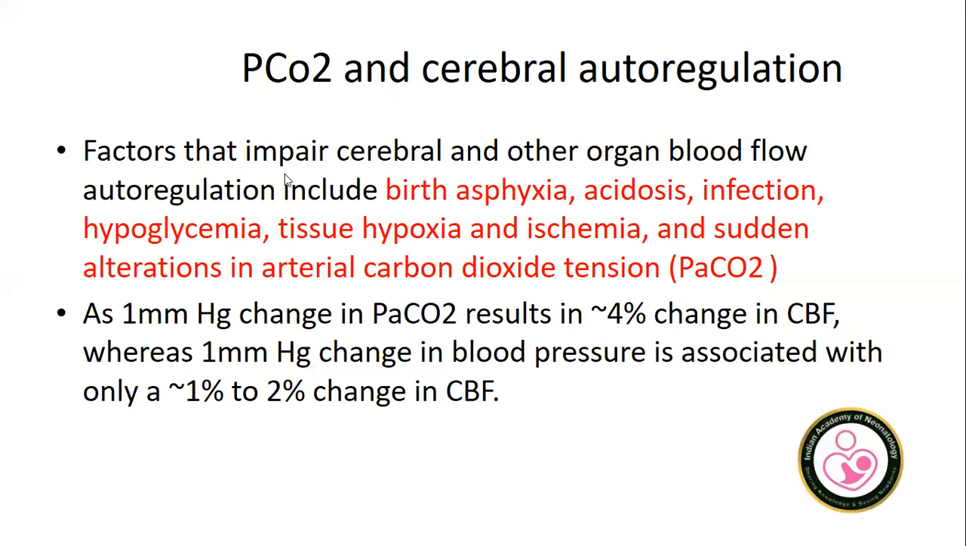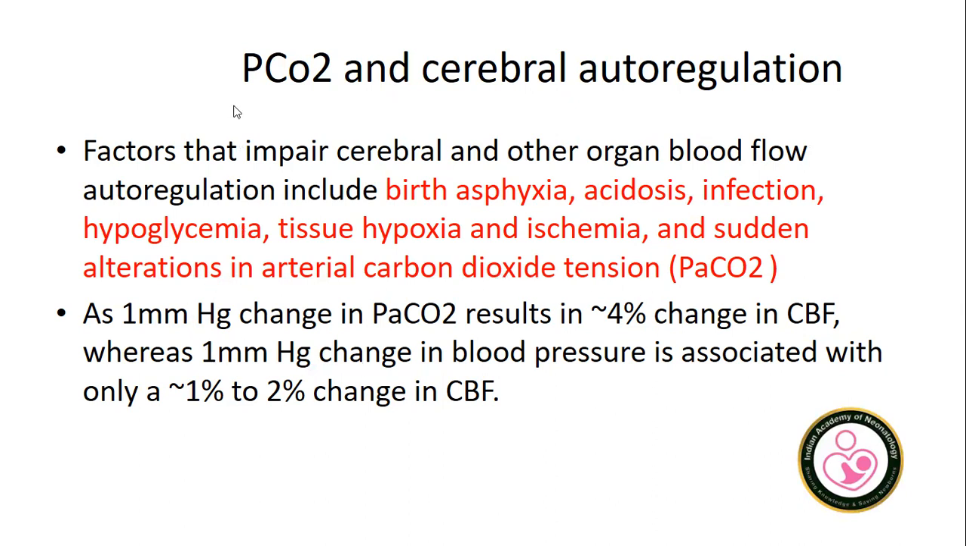We need to know about the PCO2 and cerebral autoregulation. In ventilator, we are very much concerned that we should not have the PCO2 wash out. The factors that impair the cerebral and other organ blood flow autoregulation will be like birth asphyxia, acidosis, and infection, and also hypoglycemia, tissue hypoxia, and ischemia, and sudden alteration in the arterial carbon dioxide tension.